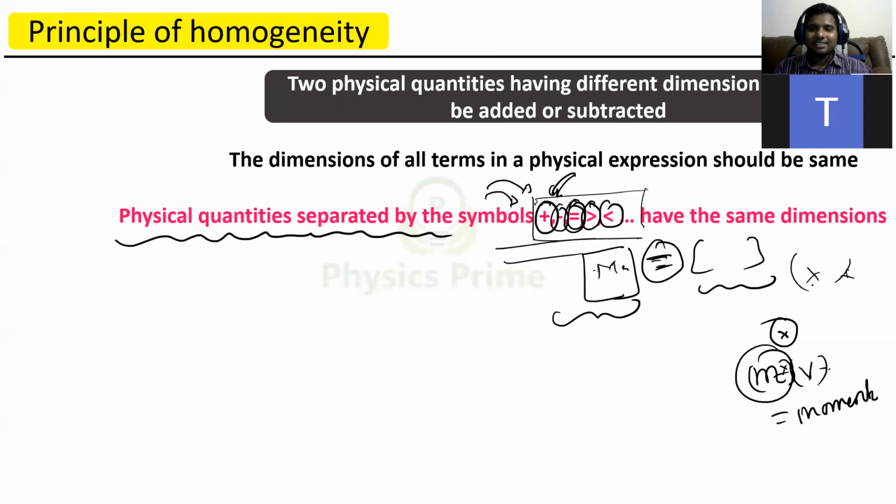Got it? You can multiply two different quantities also. You can divide two different quantities also. Like velocity is equal to distance by time. You could do it or not? But you cannot add distance plus time, right? So not multiplication and division, but addition, subtraction, equal to, greater than, less than.